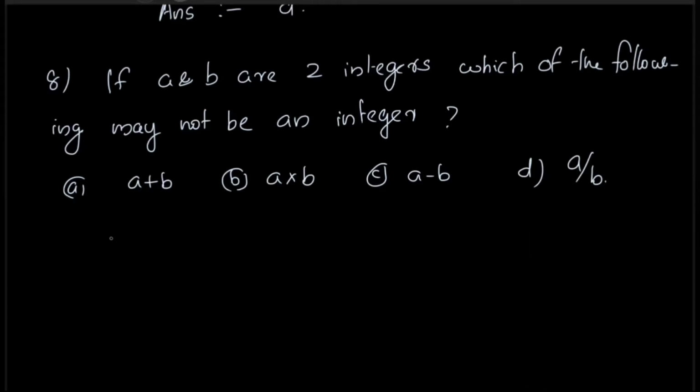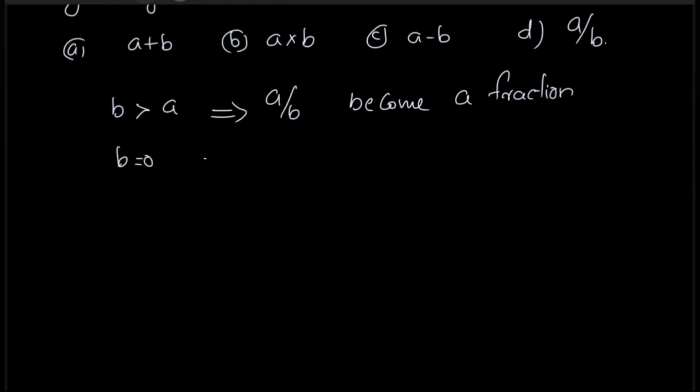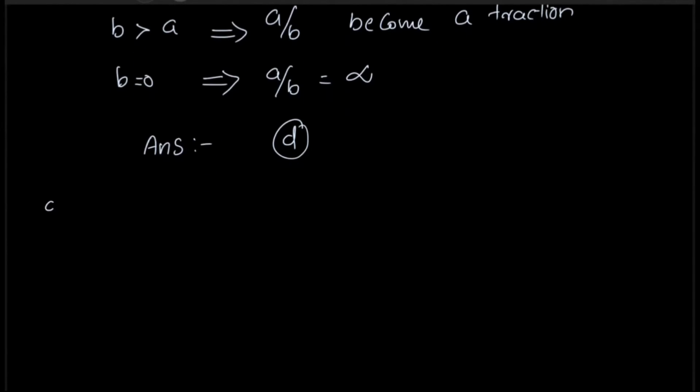But in the case of division, a by b will become a fraction in some cases. And at the same time, if b is 0, a by b becomes infinity. So our answer is the D option, which is not included in the integer group. Next is our 9th question.